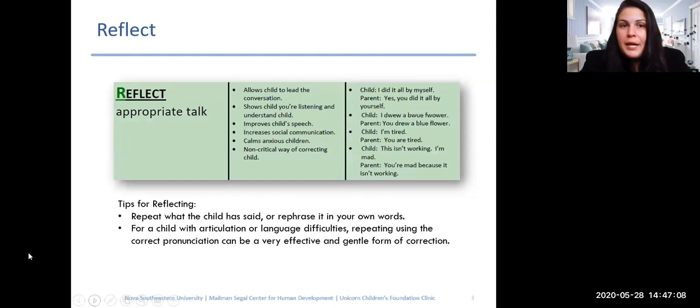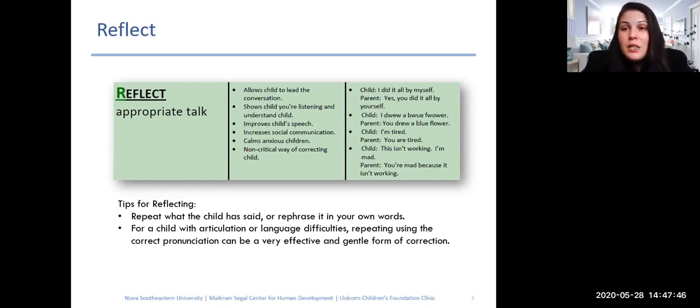The next step is reflect, right? So here, you want to reflect the appropriate talk. And what it is, when we're having a conversation with a child, and I've seen this sometimes with certain parents, is a child is trying to have a conversation with a parent, and the parent is almost taking the lead in the conversation and making sure to ask them certain questions, get certain answers from them. And I think that's great in terms of teaching children language skills, but this is really going to allow them to lead the conversation and make them feel, again, heard and understood.